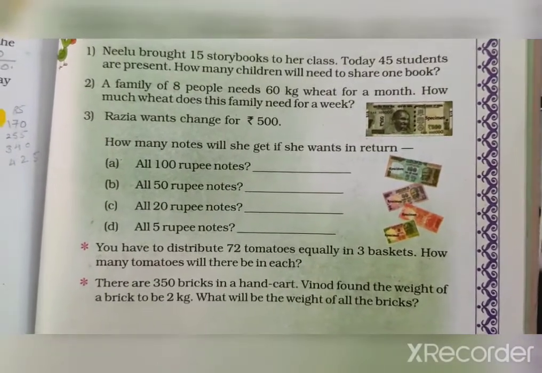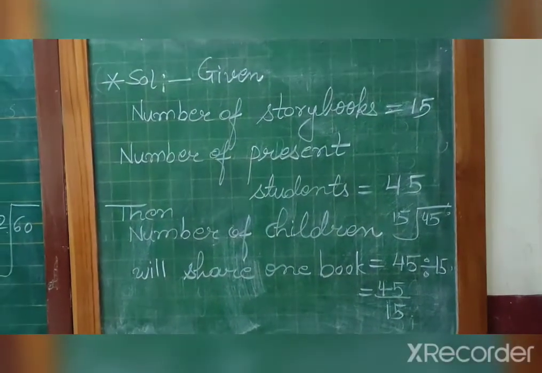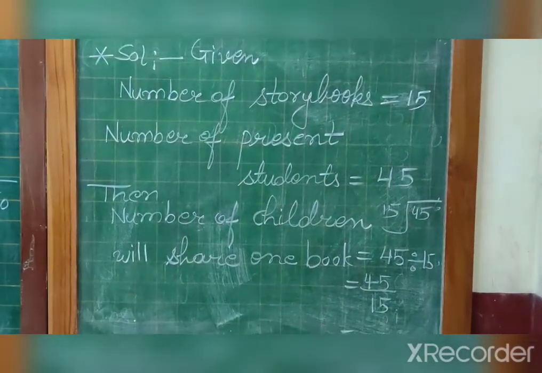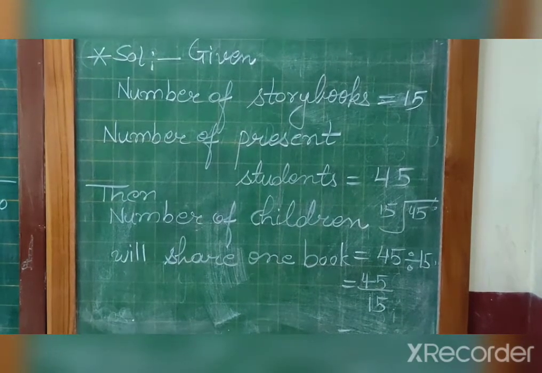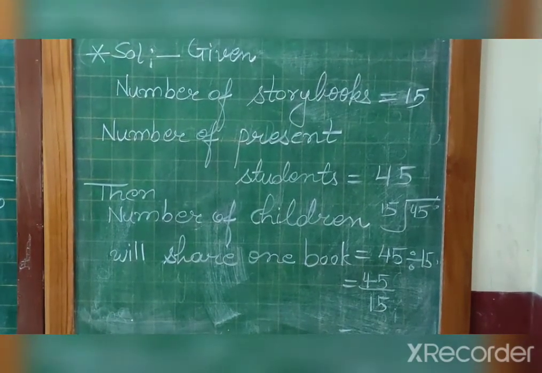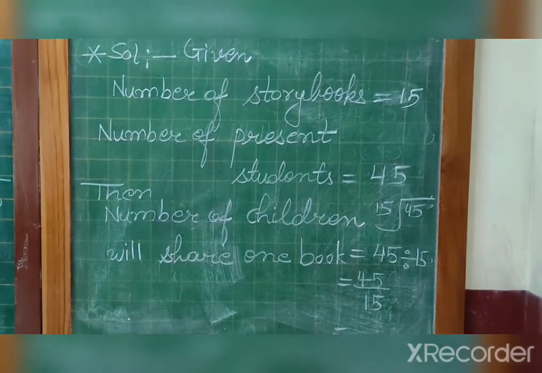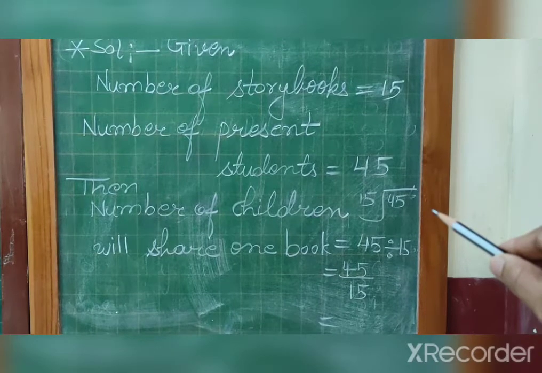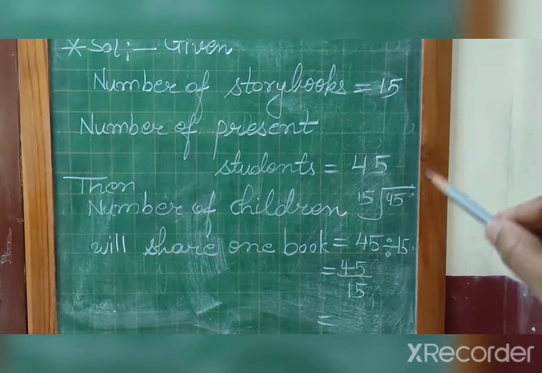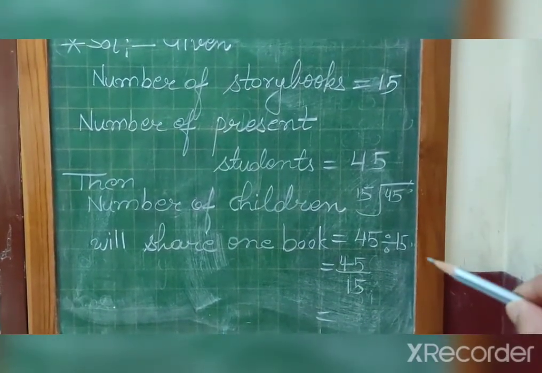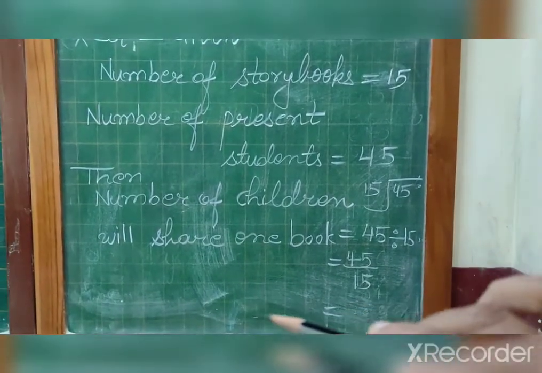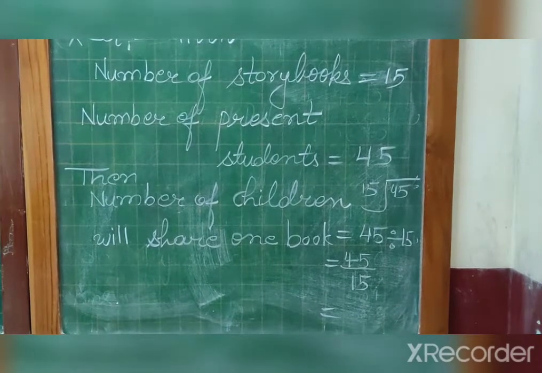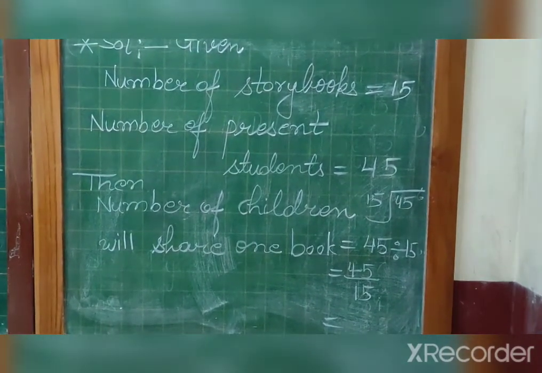Let us start. You can see here, given number of story books is equal to 15, number of present students is equal to 45, the number of children who will share one book is equal to 45 divided by 15. You will show the method. I do not have enough space, so I am not solving it, but you know division. Form the table, then you will get the answer. In the statement form you will write, dash number of children will share one book.